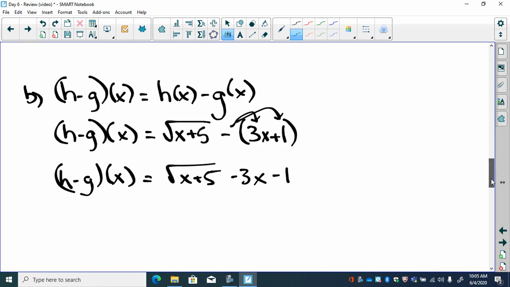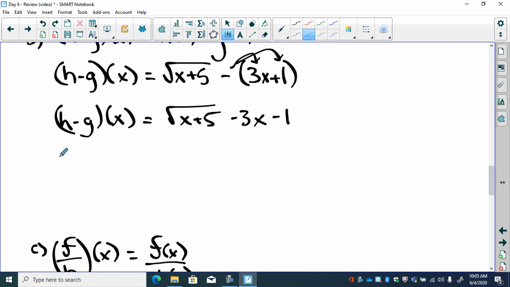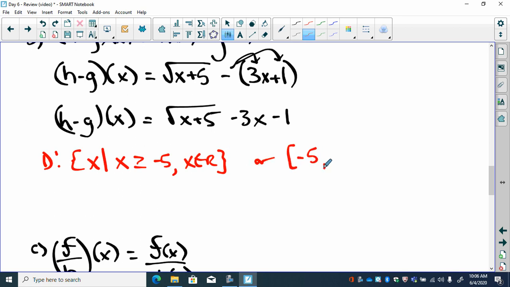So the combined domain would be x such that x is greater than or equal to negative 5, x belongs to the real numbers, or from negative 5 to infinity.